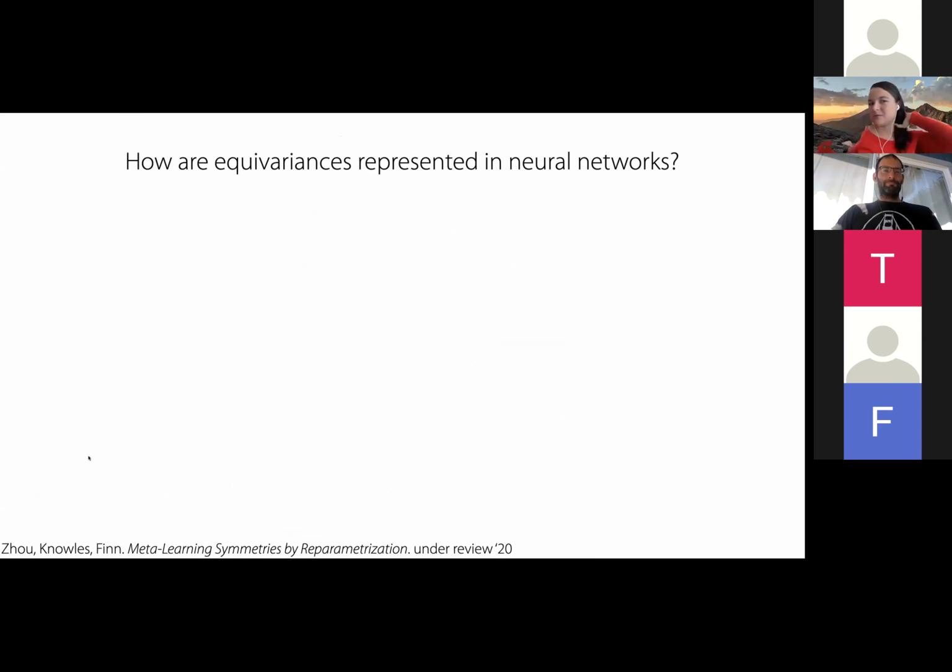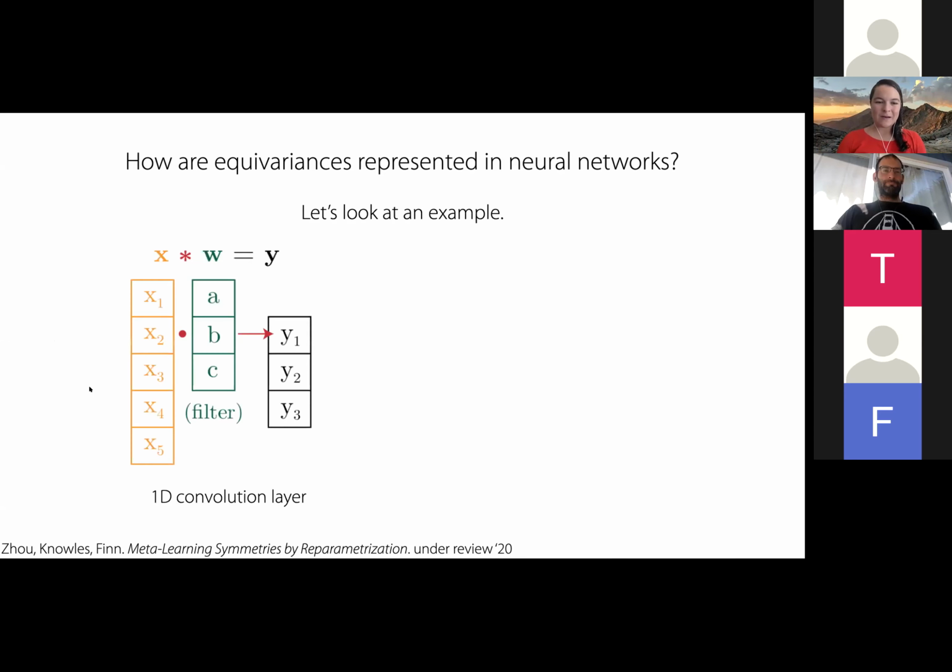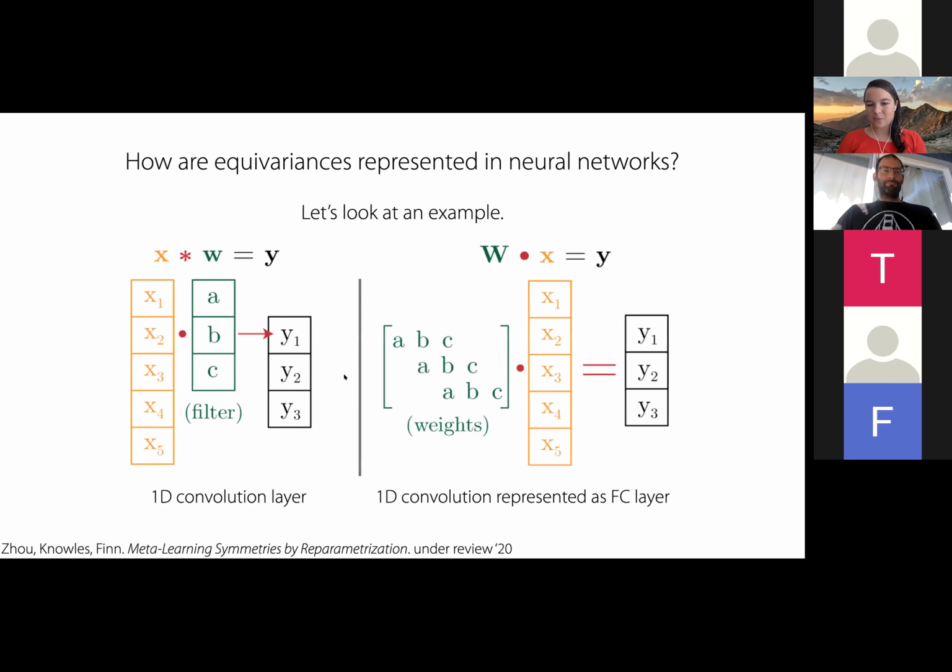To think about solving this problem, we're first going to look at how equivariances are represented in neural networks. And we can first look at a very common and well-known example, which is convolutions. If we look at a 1D convolution layer, it looks something like this, where you have an input X, a filter W that is slid across the input, and the output Y1, Y2, Y3 that corresponds to the different positions of the filter. Okay, so this is 1D convolution.